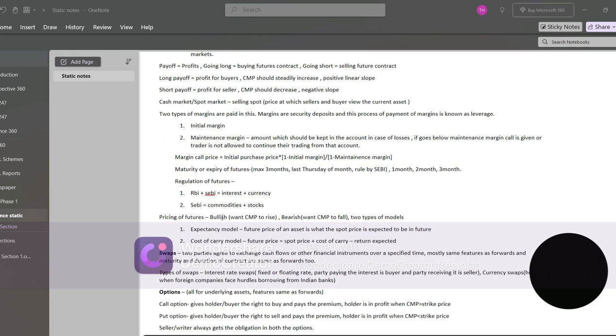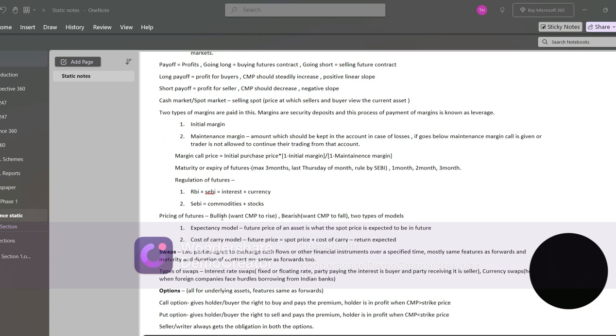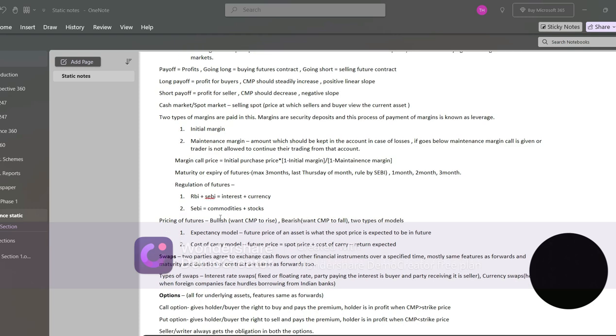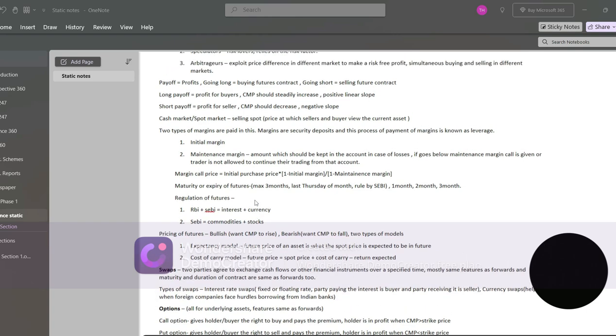Also, for pricing of futures, there are two kinds of people investing in the future contract. One are bullish, one are bearish. Bullish are the people who want the CMP to rise, so mostly they will be the ones buying the future contract, and bearish are the ones who want the CMP to fall, they will be the ones selling the future contract. Also, there are two types of model in this case. They are the expectancy model and the cost of carry model.